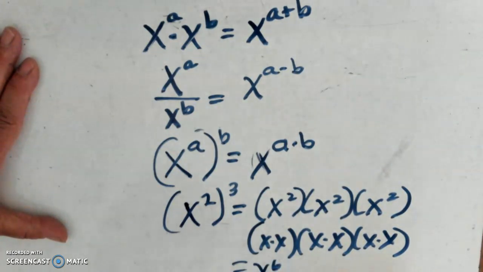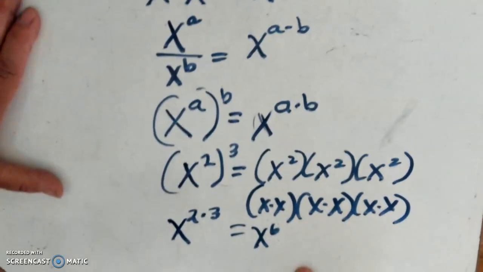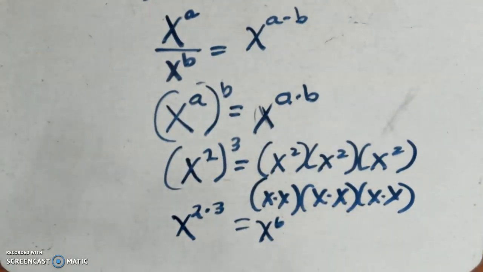And if I take 2 times 3, well, 2 times 3 is 6, which is equal to x to the 6th power. Okay, so that's our third rule. And that's something that you're going to practice today. Again, be aware of what your bases are.